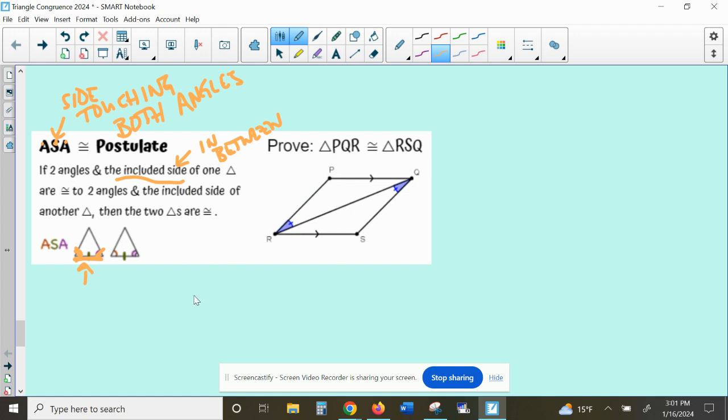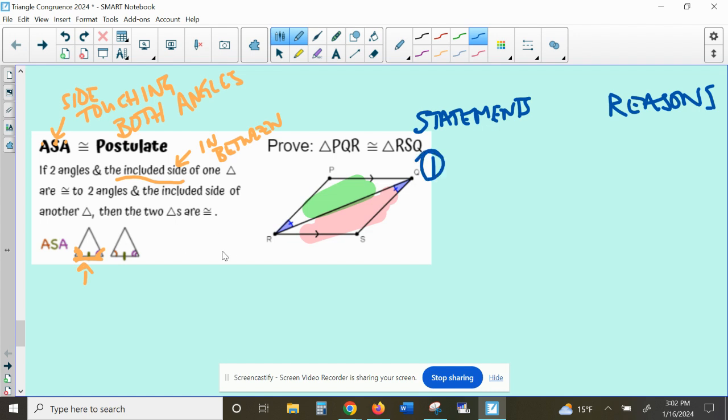All right, let's try to do this proof here. So we have two different triangles. We have this green guy on top and this pink guy on the bottom. That was bad coloring on my part. All right, so let's go ahead and see what we have here. So let's start with our statements and our reasons.